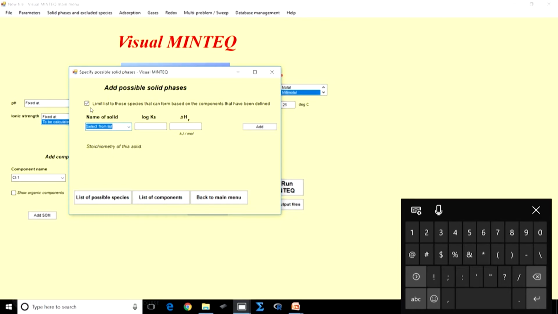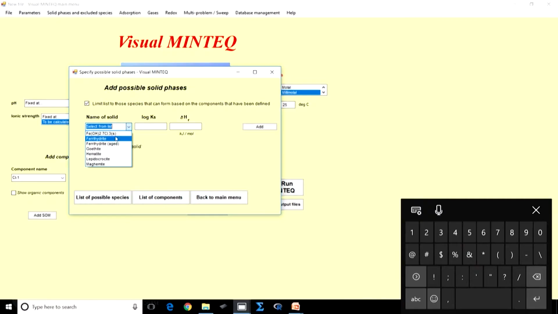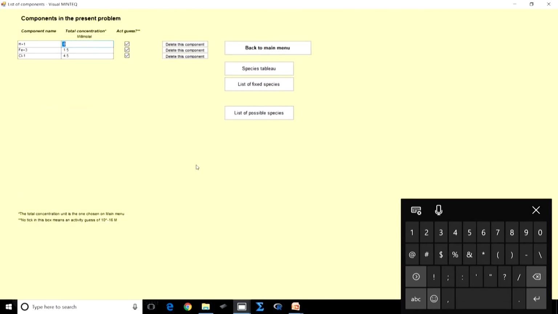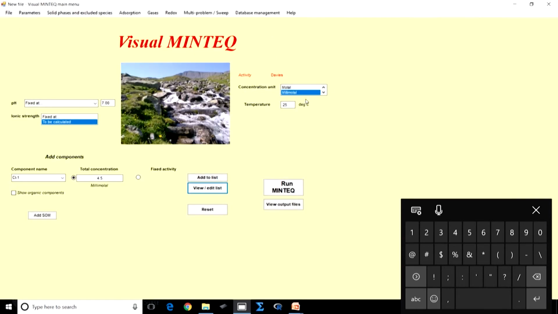Here again, because I limited it to those species that can be formed, I can get screened forms of Fe3+ that can precipitate out. In general, as you see, Fe3+ can precipitate out in different kinds of forms. We are going to discuss the relevant stages later with respect to precipitation and how they are relevant. But for now, let's look at ferrihydrite, which is usually the first form that's formed, right? Okay, back to main menu, and page 7, view edit list, and everything seems fine, and I am going to run Mintech.